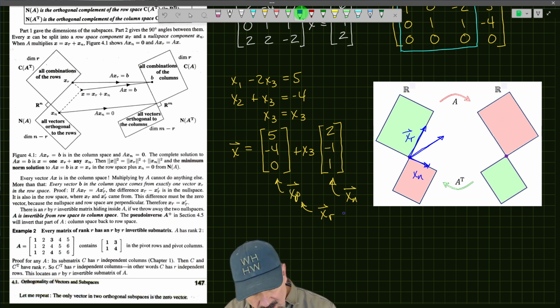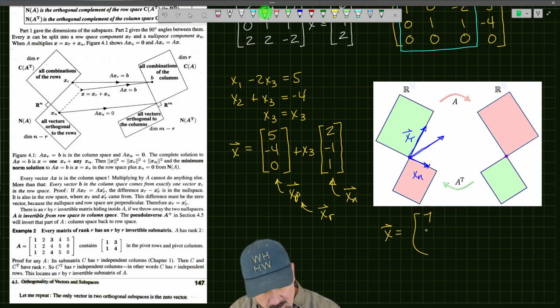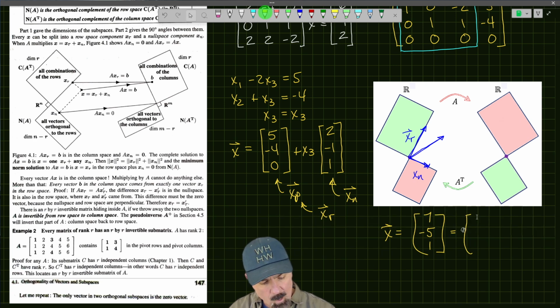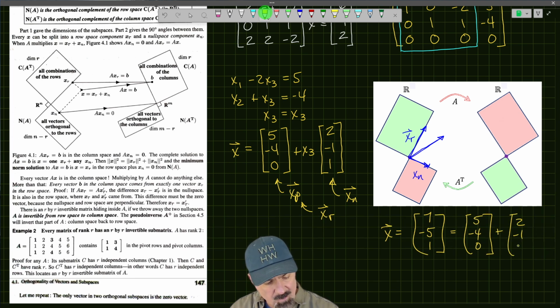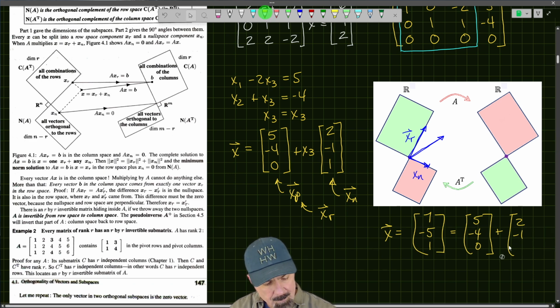And if we pick x3 to be 1, we get the solution to be 7, negative 5, 1. The vector 7, negative 5, 1 can be decomposed into 5, negative 4, 0, which is the component that we see over in the row space, plus the 2, negative 1, 1.